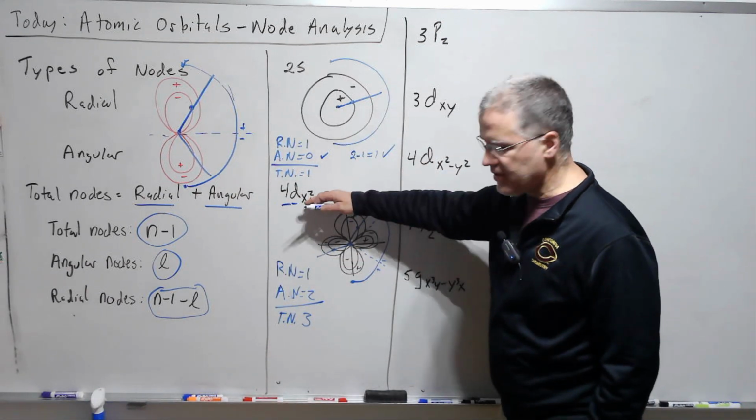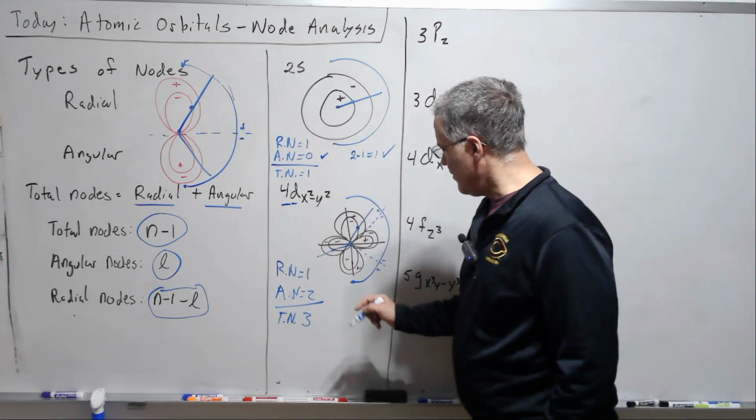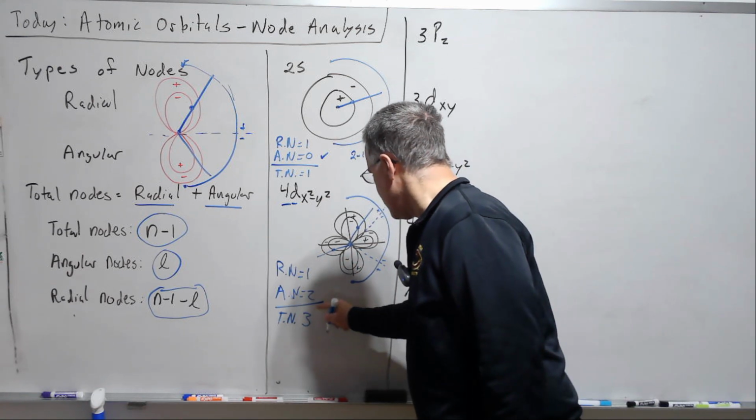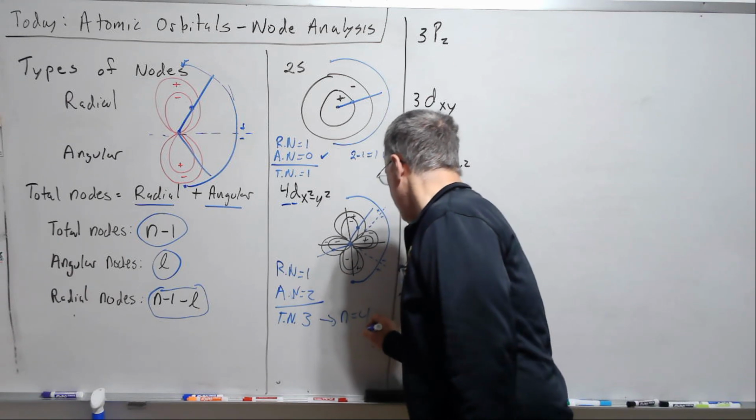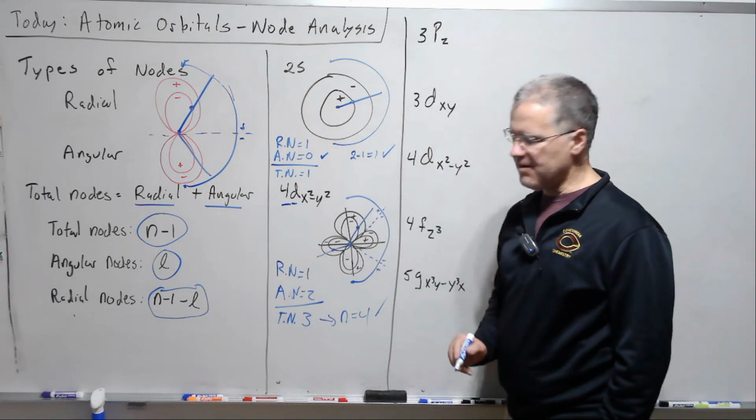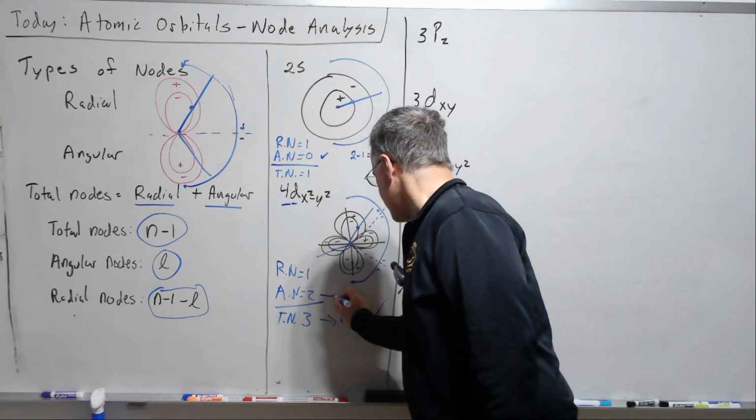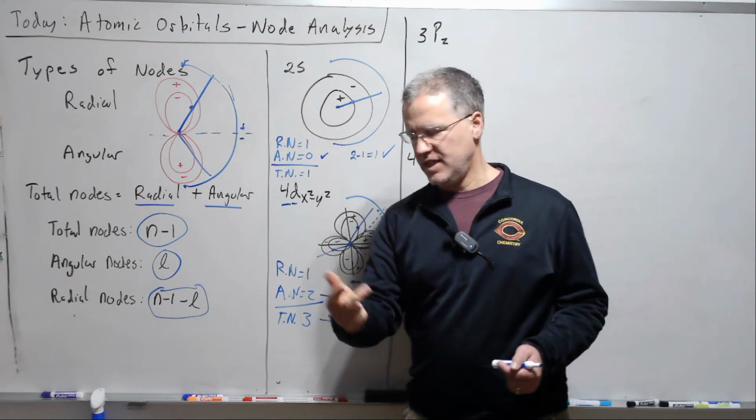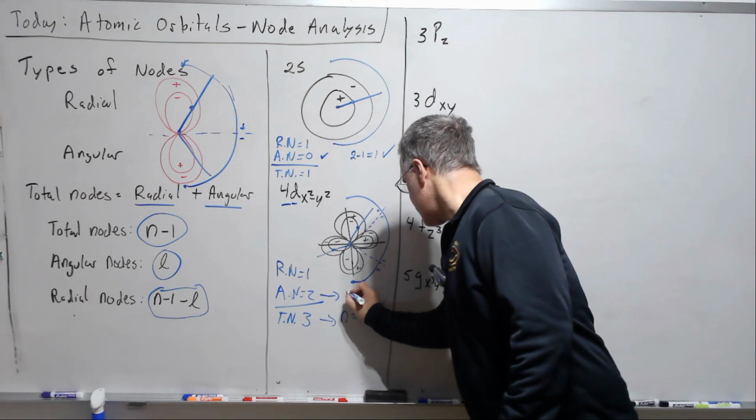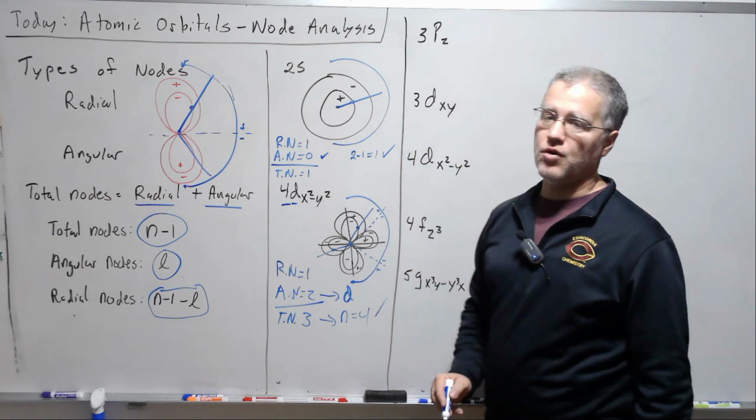So from the picture, I did the node analysis. So now can we get the right label? Well, total nodes is 3. So this implies n equals 4, which is what we have. This is a 2. So s is 0, p is 1, d is 2. So this says we're a d. So we're a 4d.